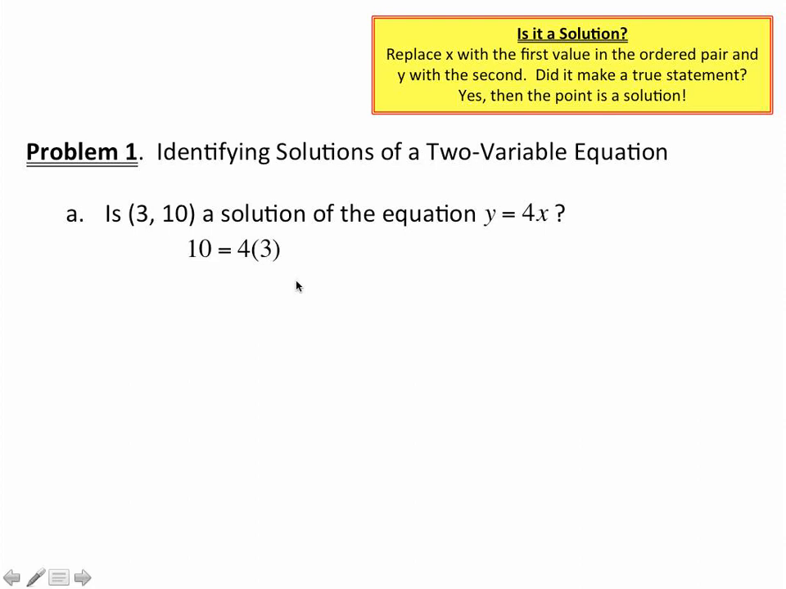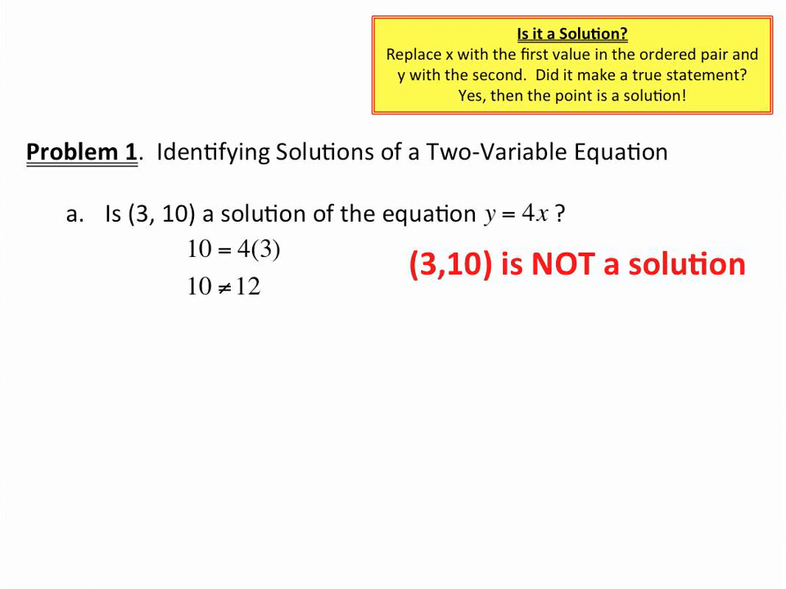So if I take the 10 for the y and the 3 for the x, I would wind up with 10 equals 4 times 3. Well, 4 times 3 is 12. So I came up with 10, which is not equal to 12. So therefore, I did not get a true statement. So (3, 10) is not a solution. Let's take a look at another one.